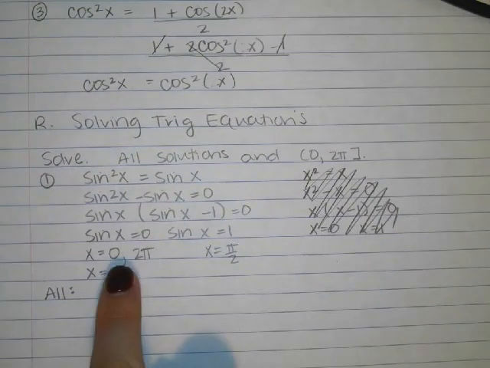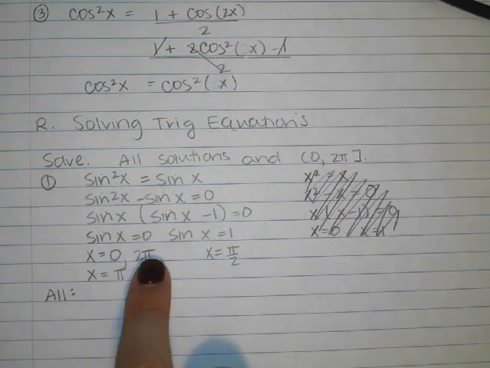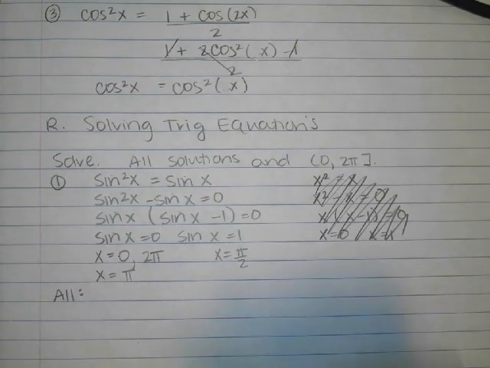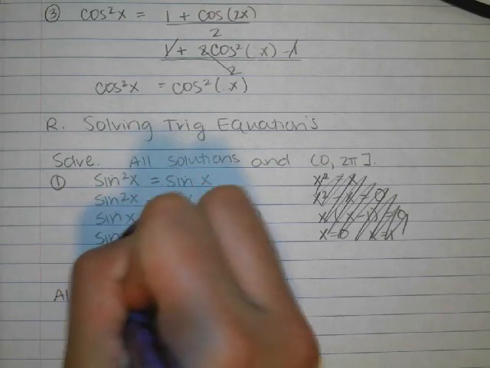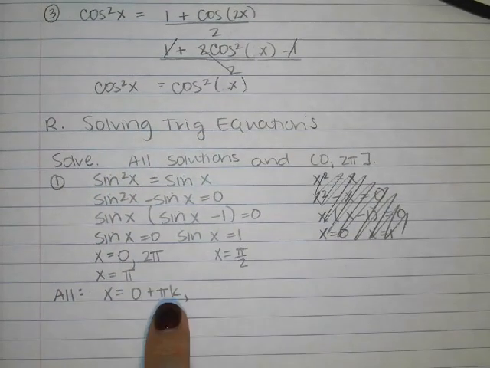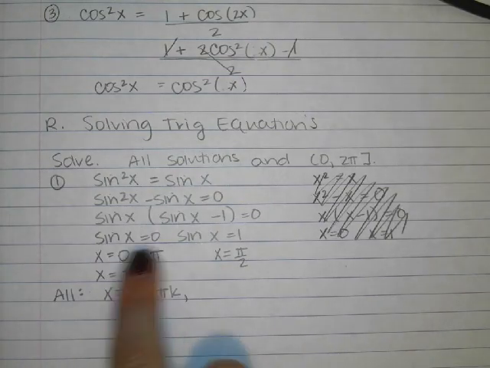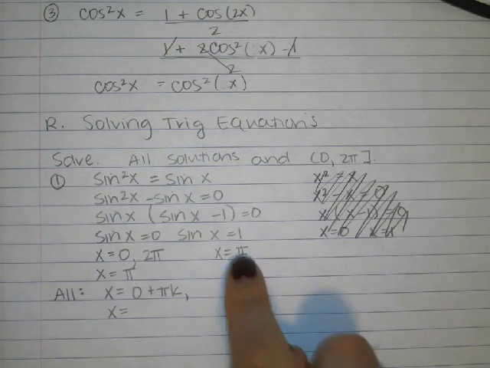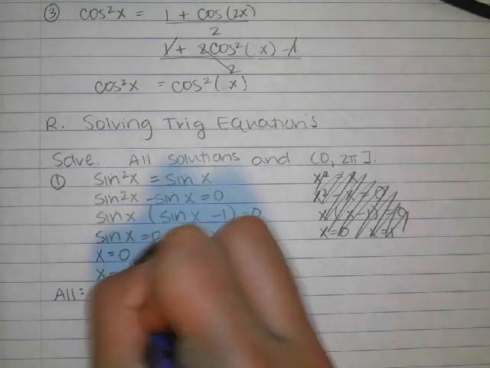So for this answer, I can see I've got 0 pi and 2 pi, and if I were to continue the pattern, it would just be all the multiples of pi. So I would say x equals 0 plus pi k. And I'm doing that because I can see that all the multiples of pi are being used. For the other answer, it would be pi halves.